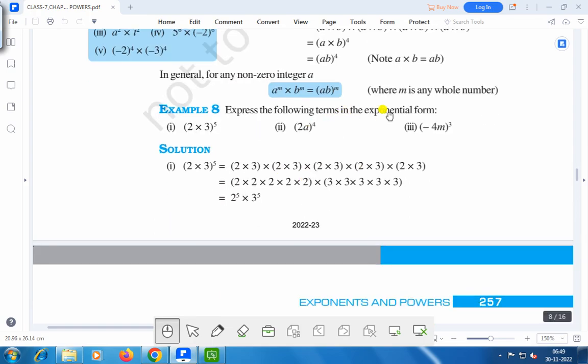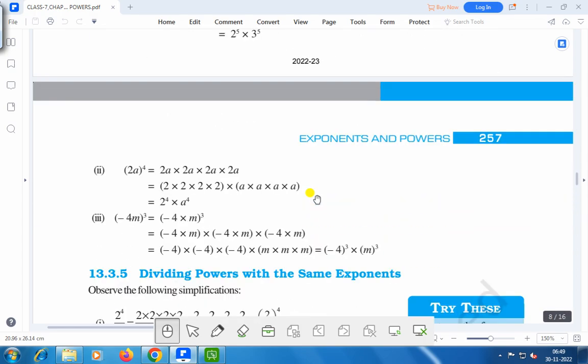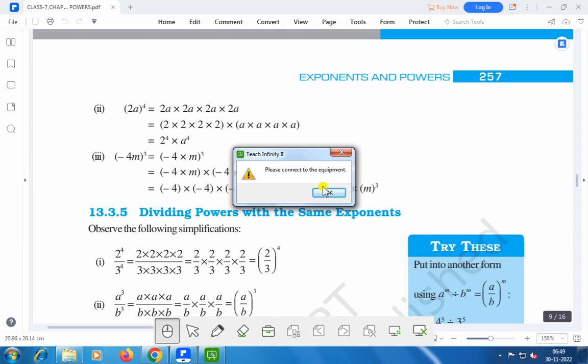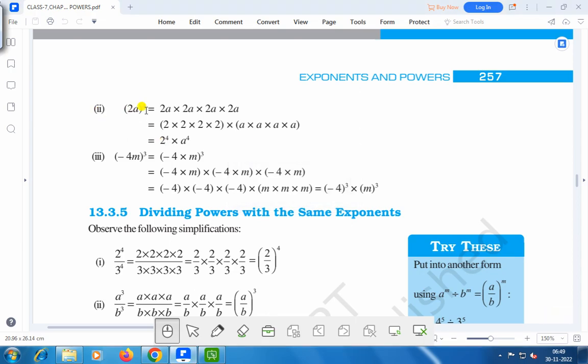Express the following terms in exponential form. It is (2 into 3) to the power 5. That is 2 into 3, 2 into 3, 2 into 3, 2 into 3, and 2 into 3. That is, you are getting 2 to the power 5 into 3 to the power 5. Here also you get the same thing: (2a) to the power 4. 2a into 2a into 2a into 2a. 2 into 2 into 2 into 2, a into a into a into a. That is 2 to the power 4, a to the power 4.